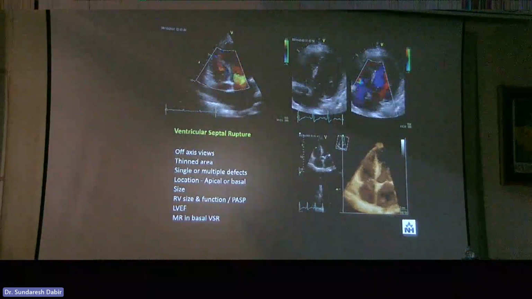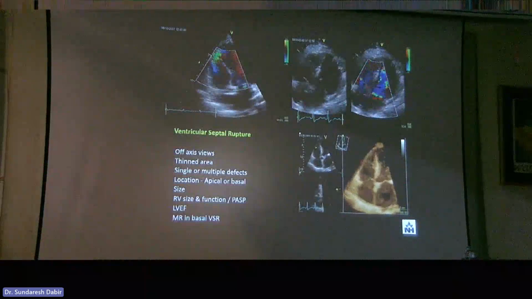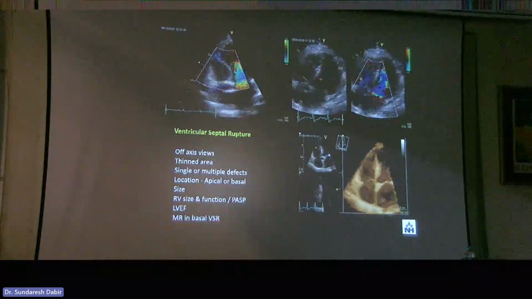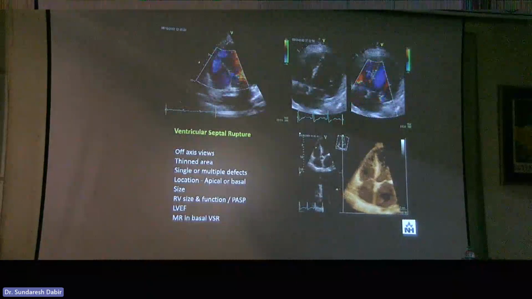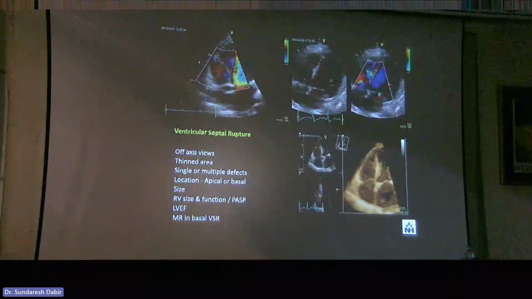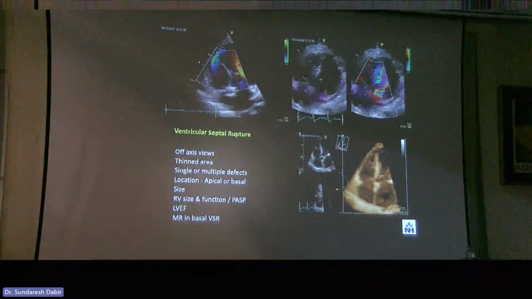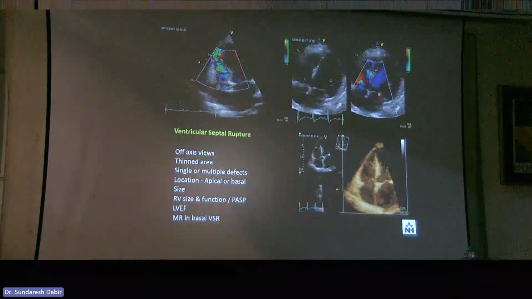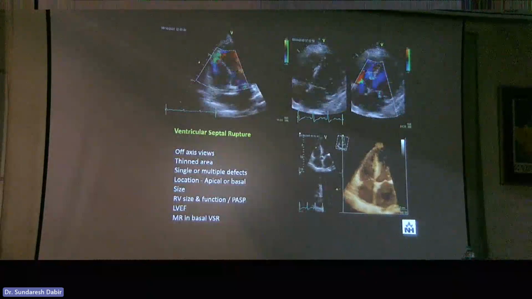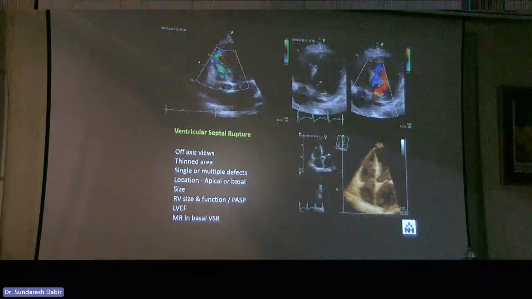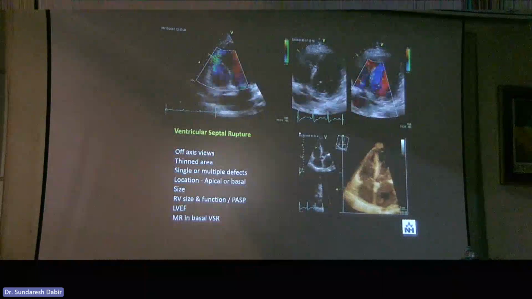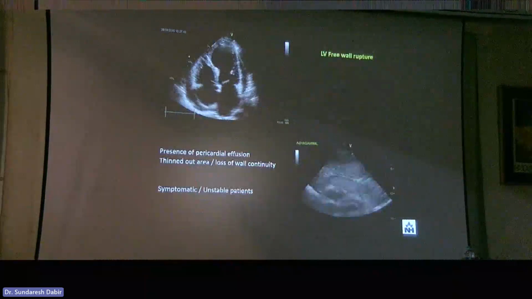Again, there will be a lot of thinning. Whenever you see a little bit of thinning, go close to it and see whether you can pick up these defects. They can be single, they can be multiple. Is it apical? Is it an LAD or an RCA? Whether it's apical or basal, also measure the size if it is possible. Look at the RV size and function. That plays a key role in the stability of the patients, and also mention the PASP. And of course, the LVEF. In the basal ventricular septal rupture, it's important to quantify the MR, because if the patient goes to surgery, does the MR need to be attended to by the surgeon? That has to be looked into, so look at the MR also.